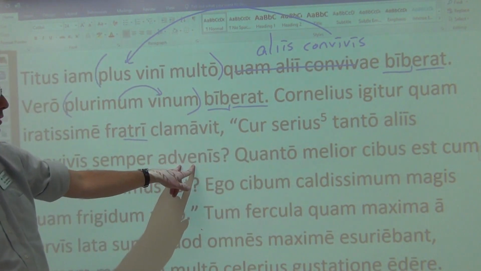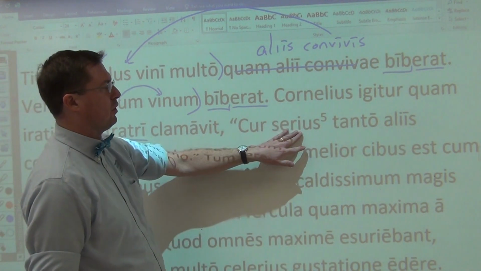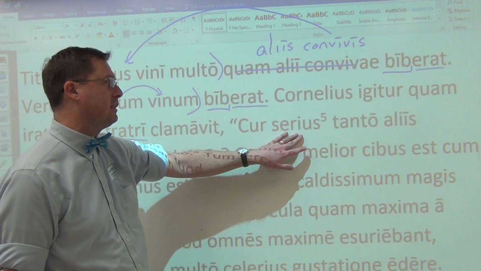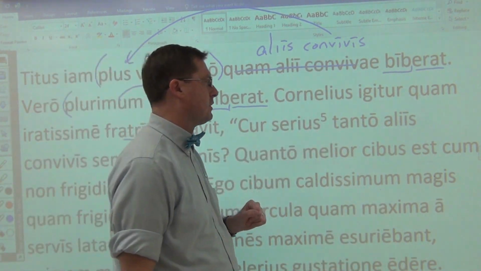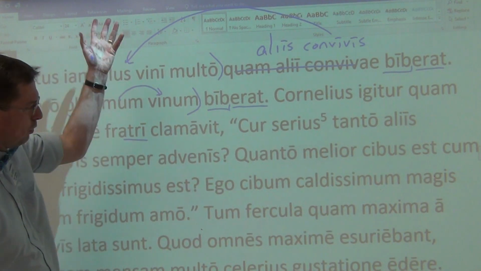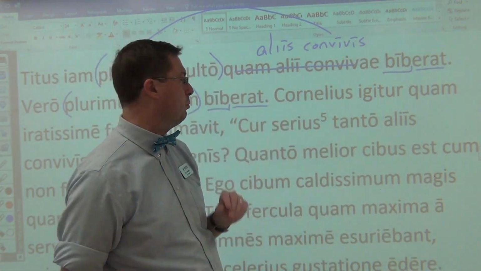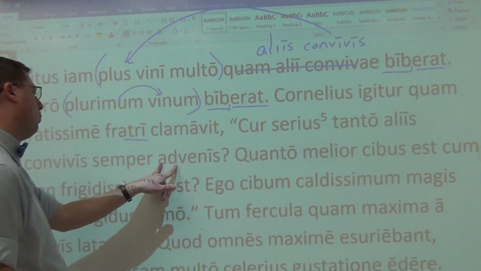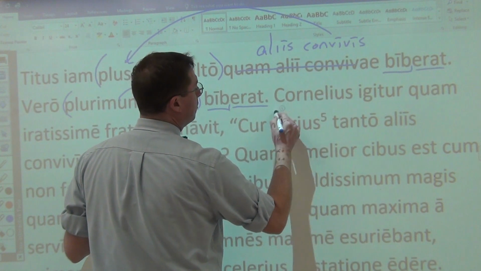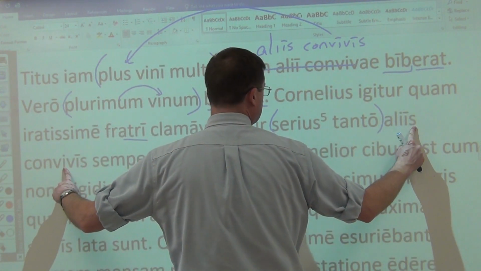Why do you arrive? Why are you arriving? Sero means late, and so serias means more late. We would simply say later. And tanto is from the adjective tantus, tanta, tantum. So just like multo shows degree of difference, and paulo on the other side, this is so much, or by so much. So why do you always arrive later by so much? Idiomatically, so much later than the other dinner guests.